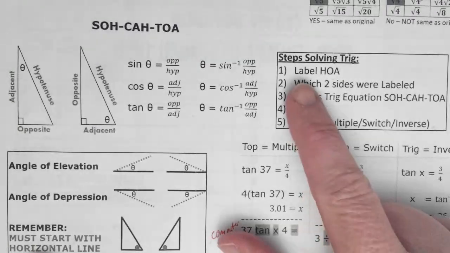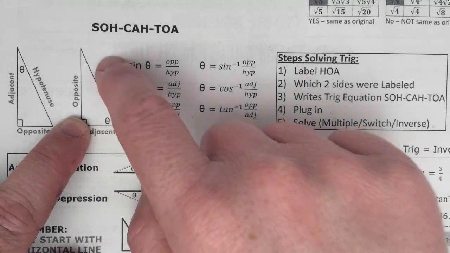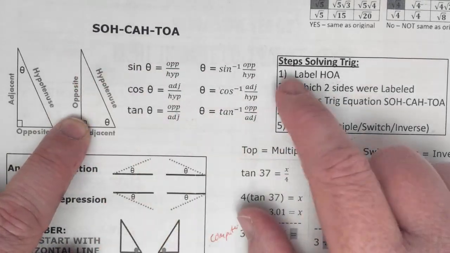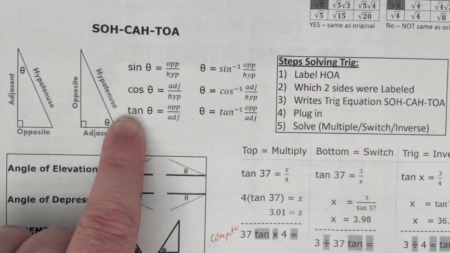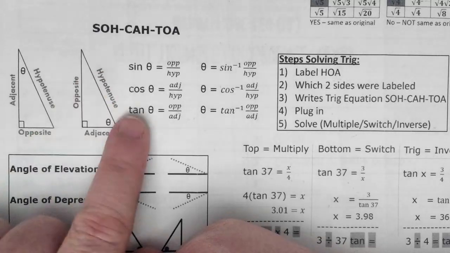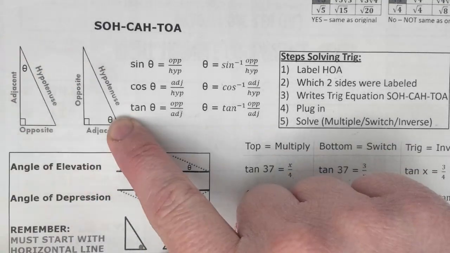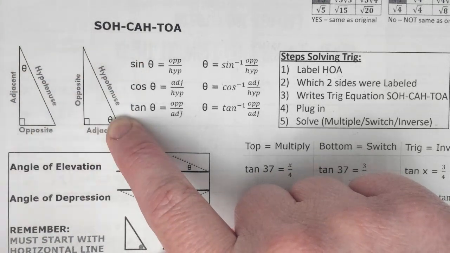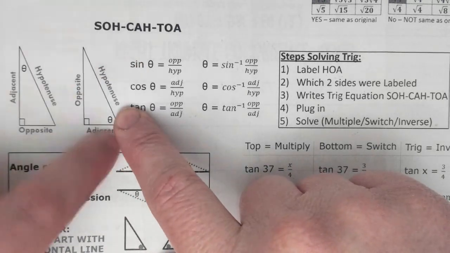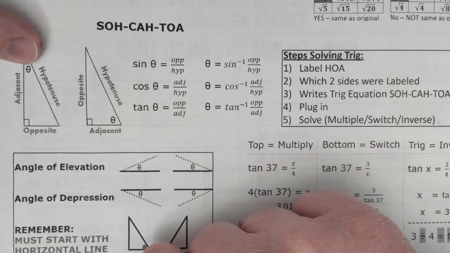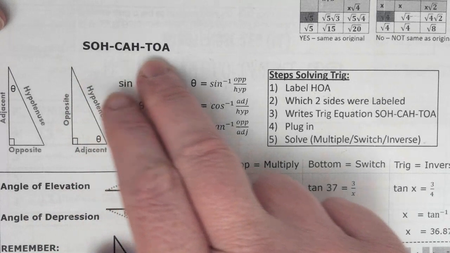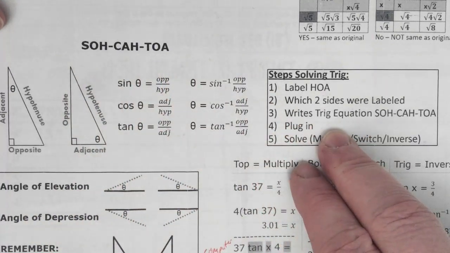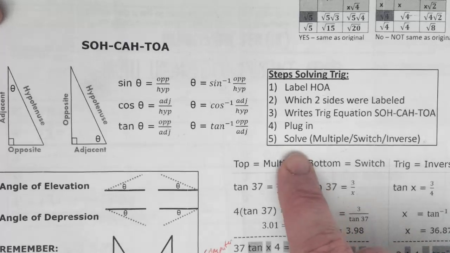All right, so the basic steps are label HOA. So hypotenuse: put your finger on the 90, the one side you're not touching is H. Put your finger on the theta, the one side you're not touching is O, and the leftover side is A. Everyone is really good at finding hypotenuse. Put your finger on the theta, and you should be laughing maniacally. Ha ha ha. That's HA. So you label HOA, see which two are labeled, and that will decide if you're using SOH, CAH, or TOA. Write out the entire equation, plug in what you know, and then solve.